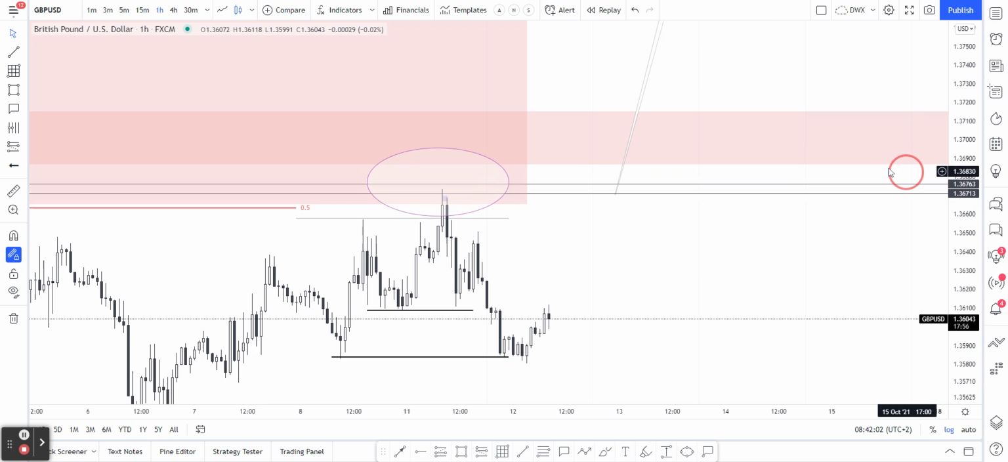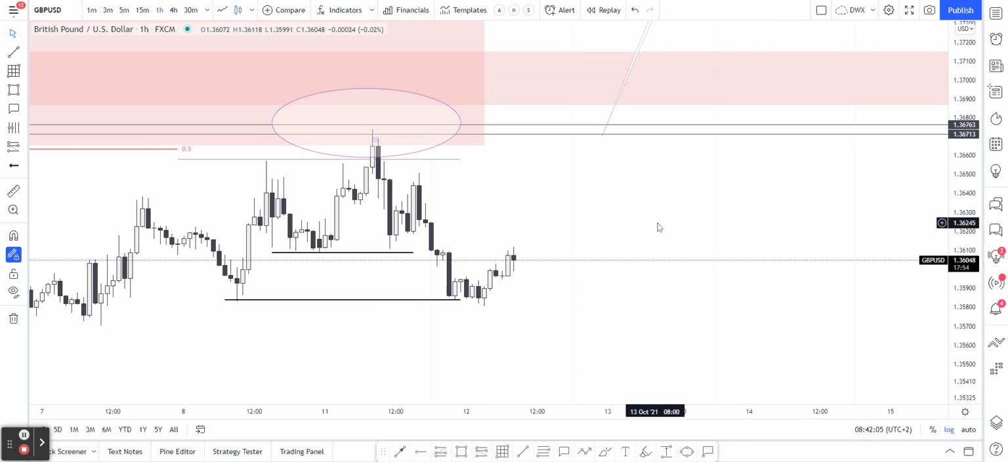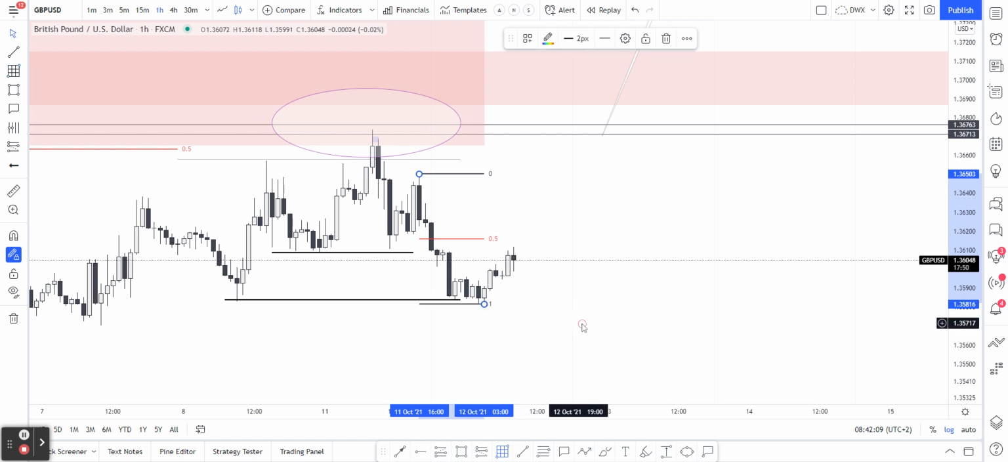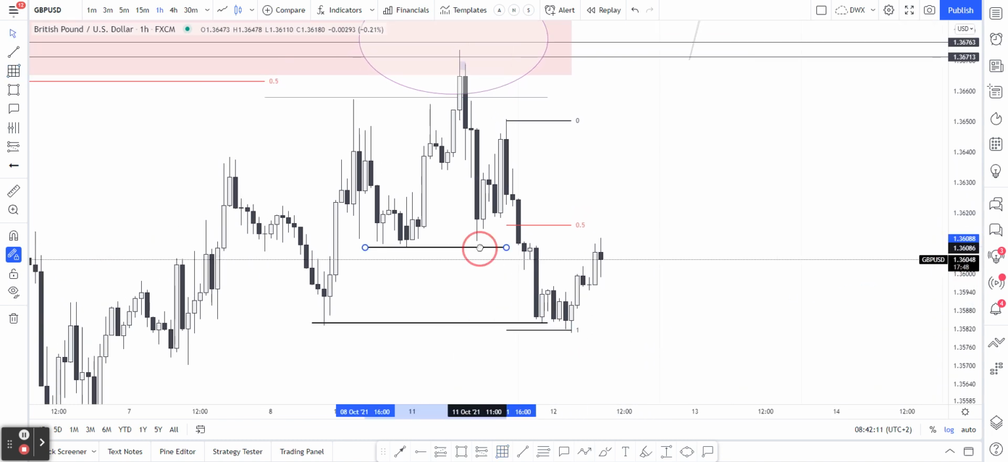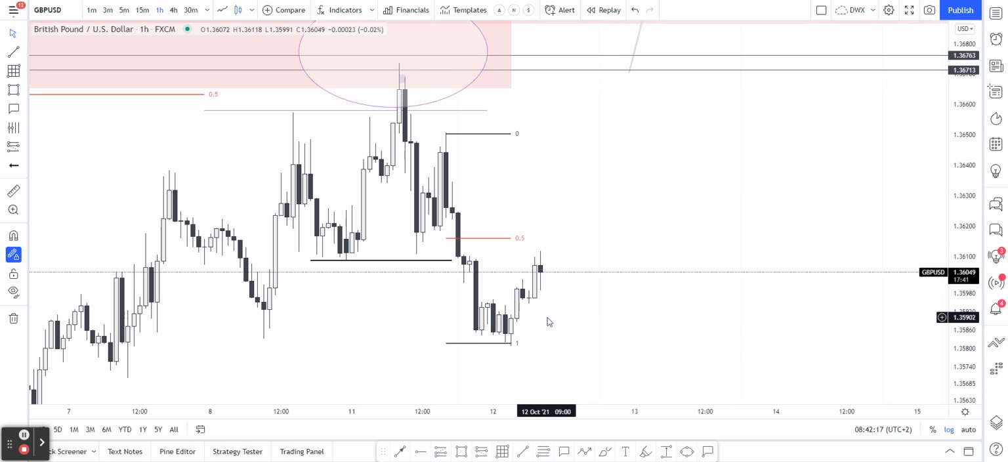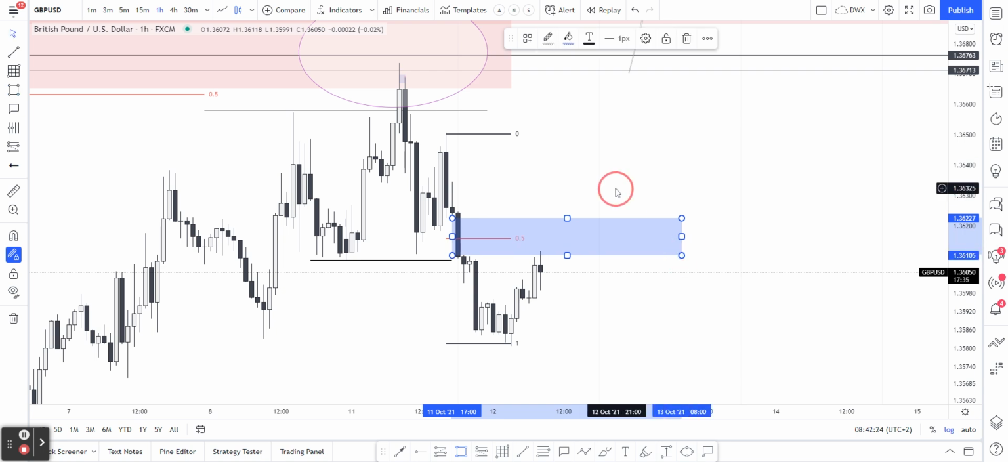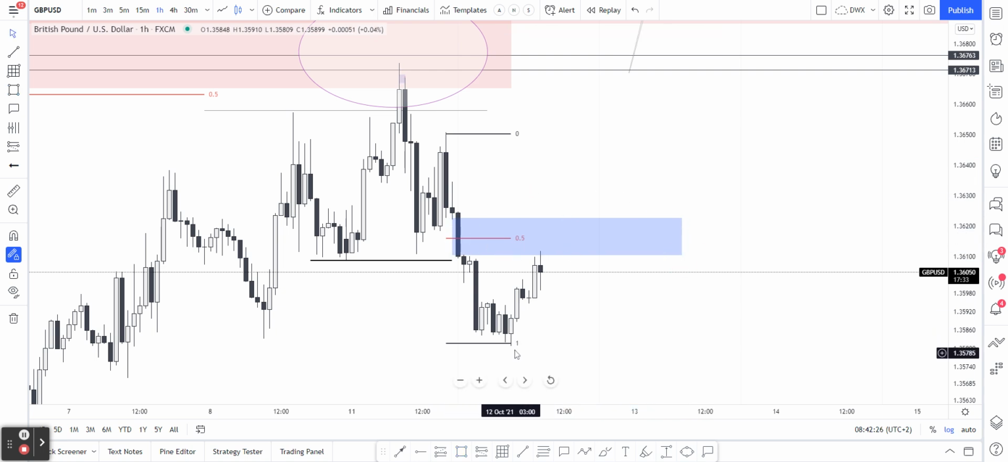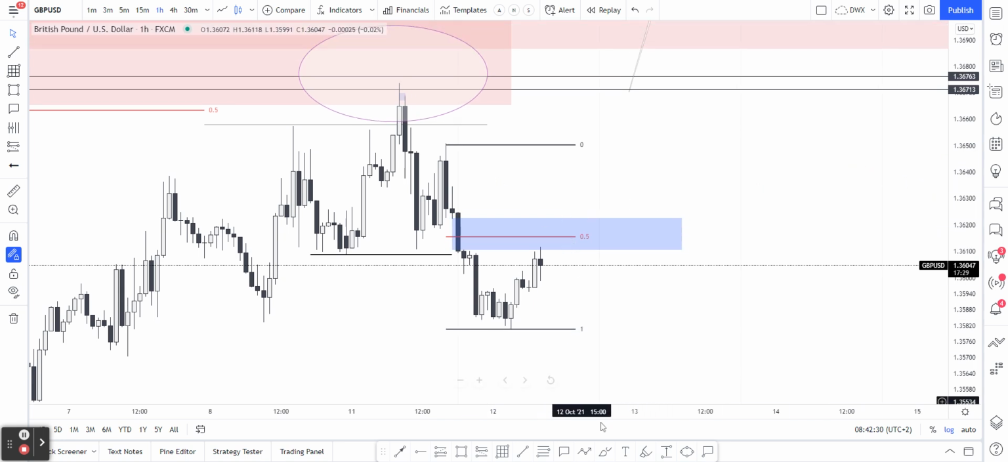On the 1 hour, I need to identify where my areas of liquidity are. I can start off by looking at this leg towards the downside, which broke structure. Well, we didn't actually break any structure, so I'm not going to use that. In this leg towards the downside, I can identify various points of interest. We have this imbalance region over there. So ideally, I would want to see price move above the 50% for continuation.